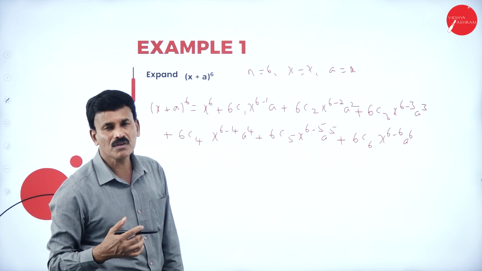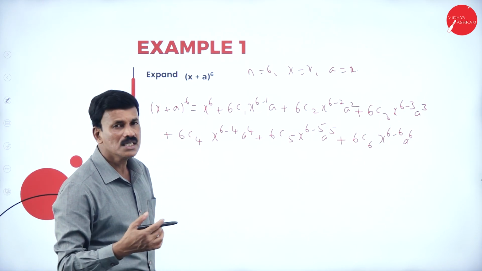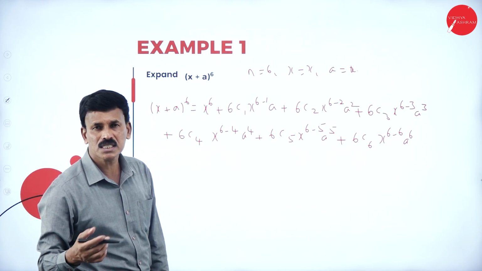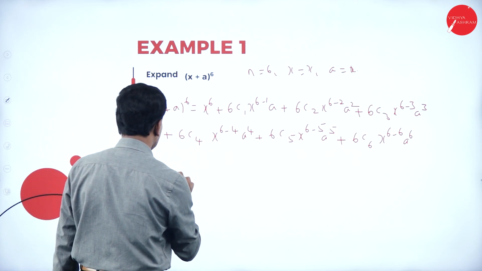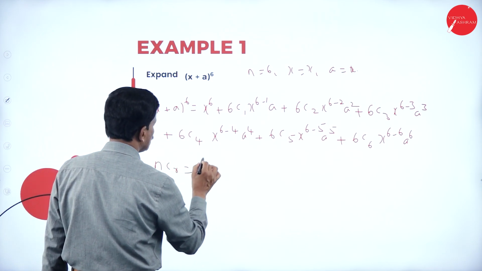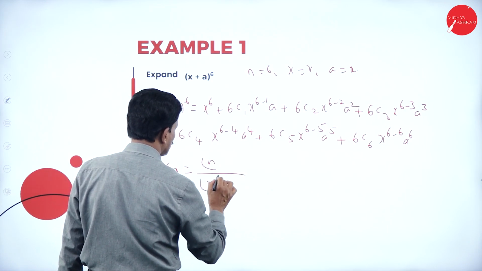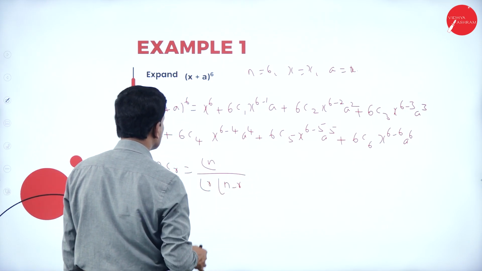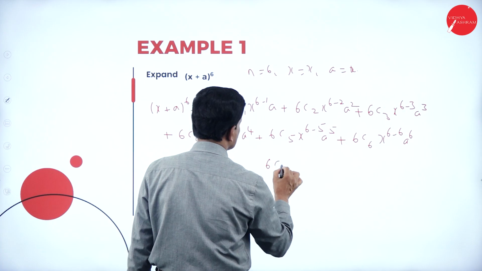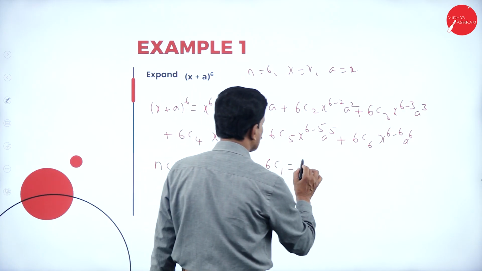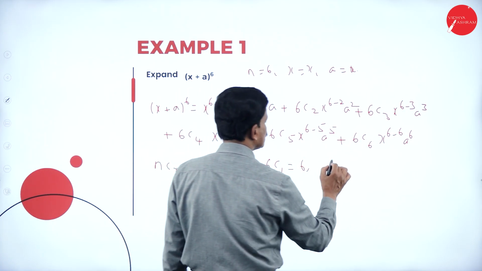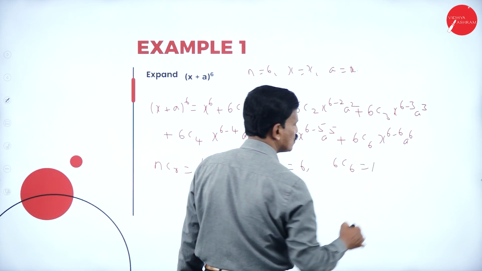Now just find out the values of the binomial coefficients 6C1, 6C2, 6C3, and so on. We know the formula for NCr: NCr is equal to n factorial divided by r factorial into n minus r factorial. Find out the value of 6C1. 6C1 is always equal to 6, and 6C0 and 6C6 are always equal to 1.